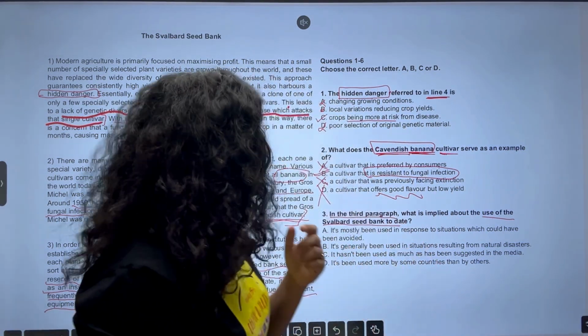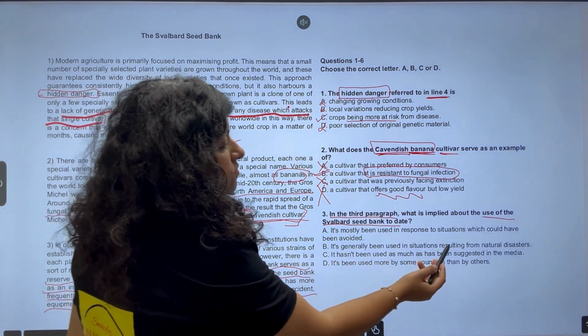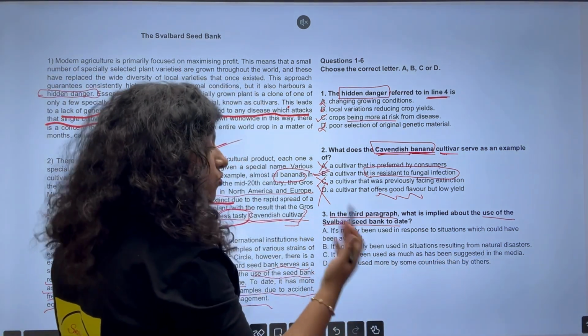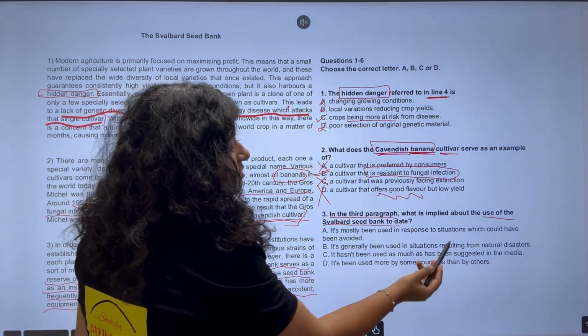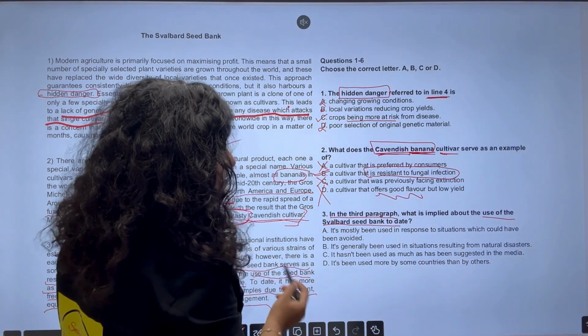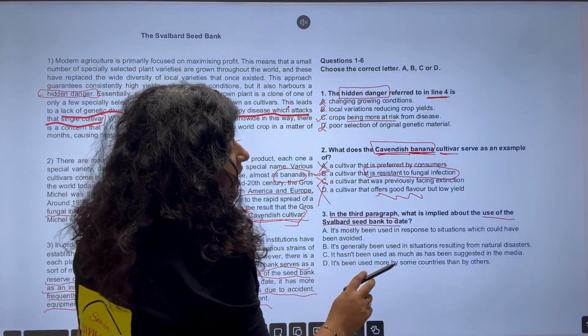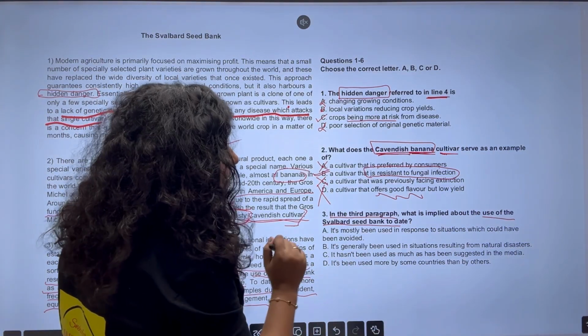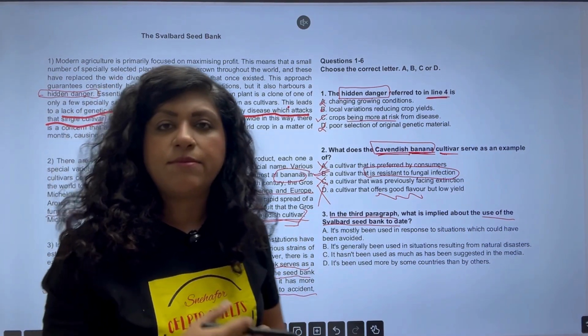Right, now we come back to our options. Option number A says, mostly being used in response to situations which could have been avoided. B says, generally being used in situations resulting from natural disasters. C says, it has not been used as much as has been suggested in the media. And D says, it's been used more by some countries than by others.